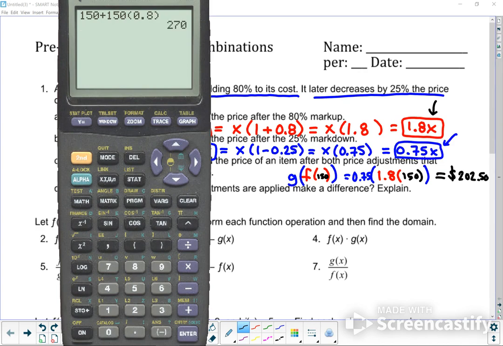And then you're going to take that $270 and mark it down by 25%. So it's $270, and you're going to subtract $270 times 0.25. Okay, and that gets you 202.50. Same answer. Or you can utilize any of these other functions that we wrote down.